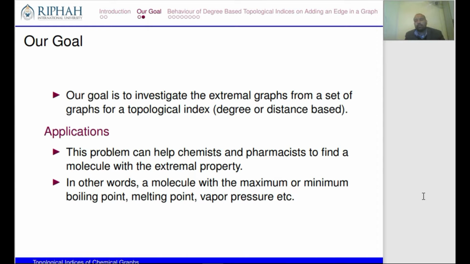Very quickly, some applications of why we study extremal graph theory for topological indices. It can help to predict molecules with extremal properties. We want to check which molecule gives the maximum boiling point. Maybe the graph with the maximum first Zagreb index attains the maximum boiling point. Similarly, the melting point and other physical or chemical properties. In this way, extremal graph theory for topological indices can help chemists and pharmacists to investigate the graph with extremal properties.